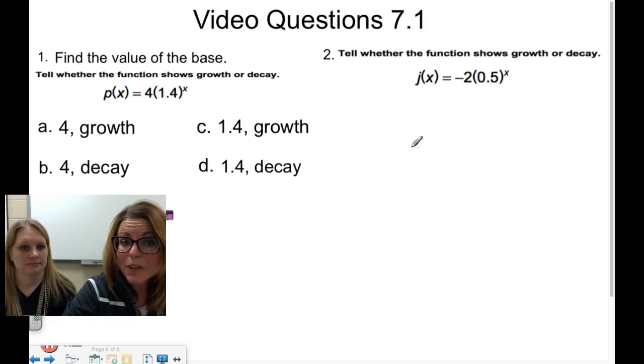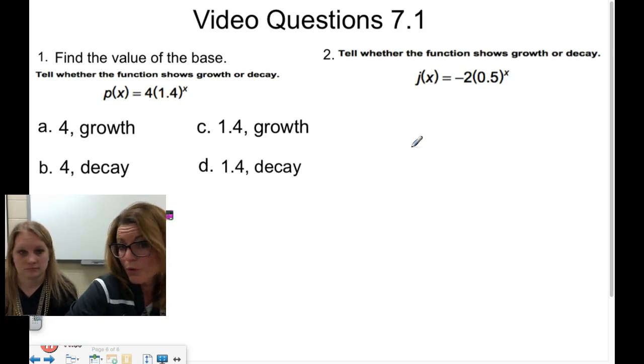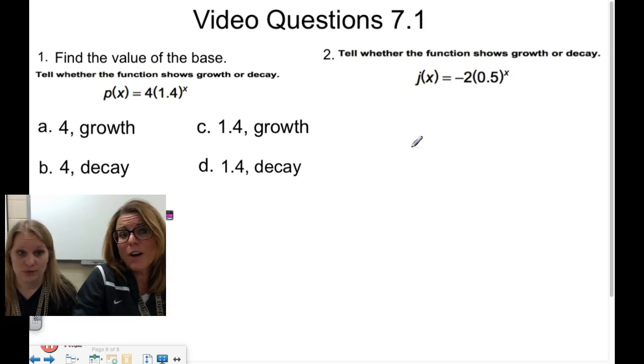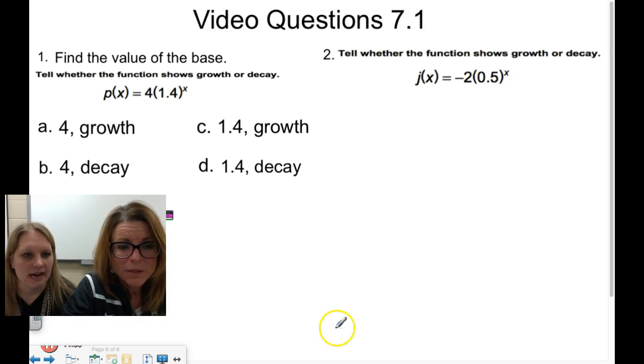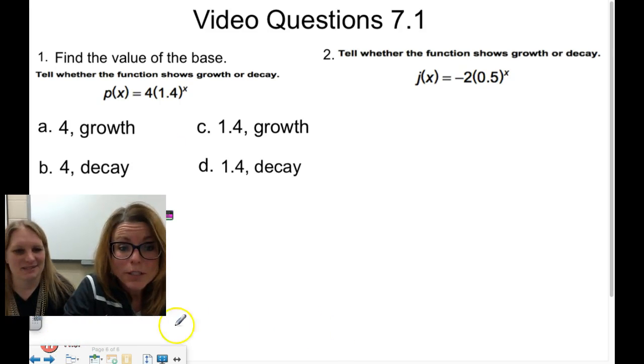Find the value of the base, pretty straightforward, and then determine whether it shows growth or decay. And number 2, tell whether the function shows growth or decay. Those are super easy. No guessing, actually read the questions. Thanks. Bye.